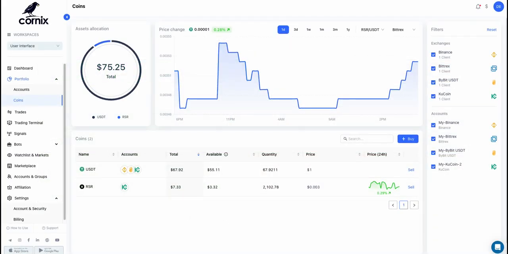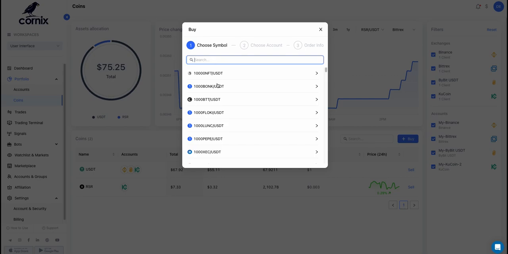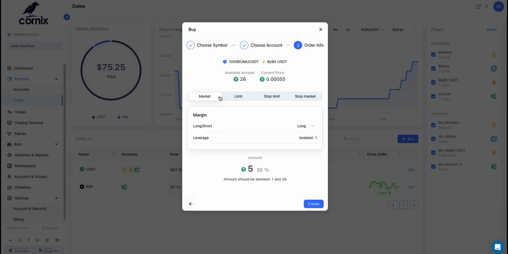Let's see how we can easily place a market order with Cornix. Navigate to the coins page under the portfolio section and click the buy button. Choose your symbol of choice, exchange account, and your desired amount, and tap on create.